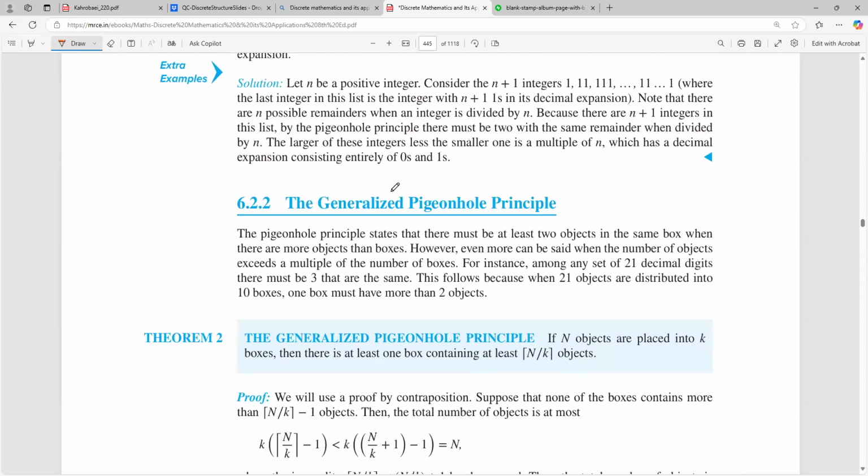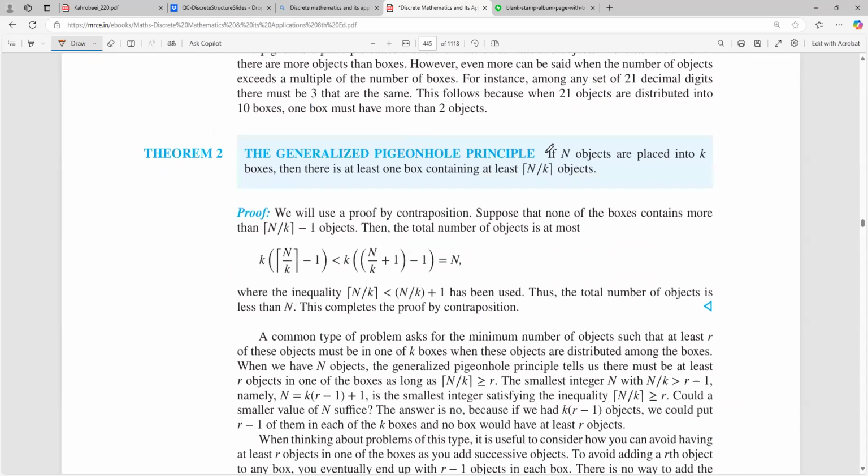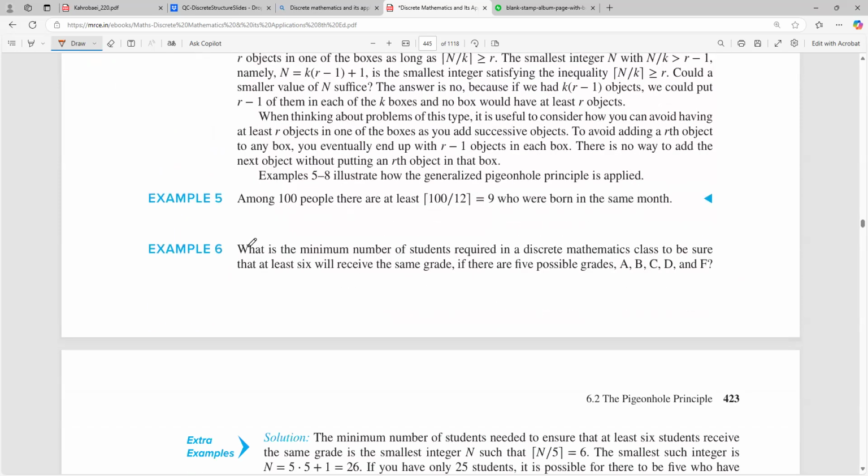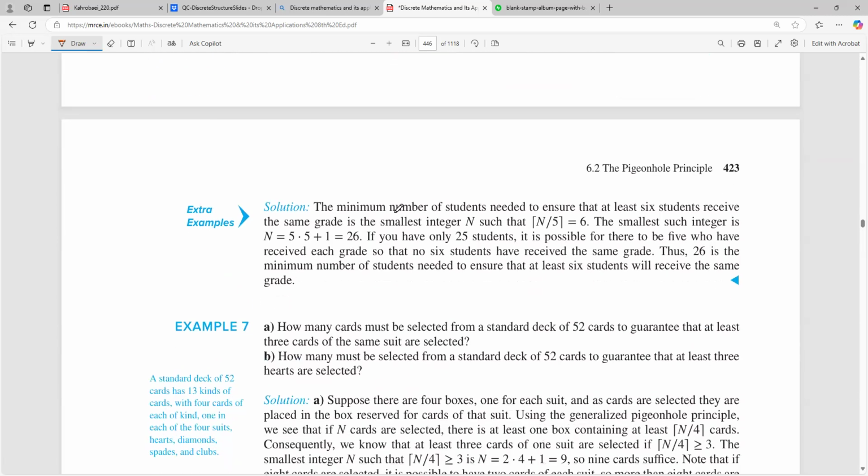Then comes the generalized pigeonhole principle, which is a bit more useful. If you have n objects placed in k boxes, then there's at least one box containing at least n over k objects. For this type of question, you might be asked: what is the minimum number of students required in a discrete mathematics class to be sure at least 6 will receive the same grade if there are 5 possible grades?